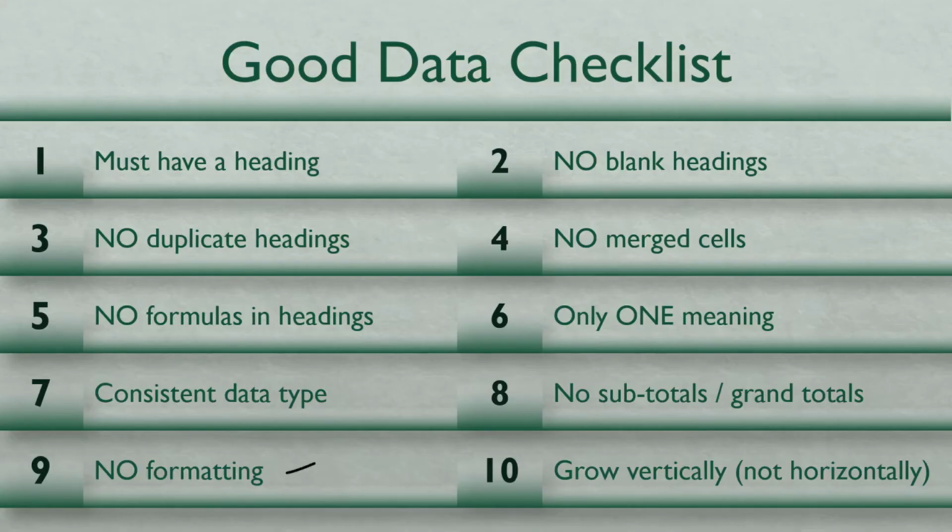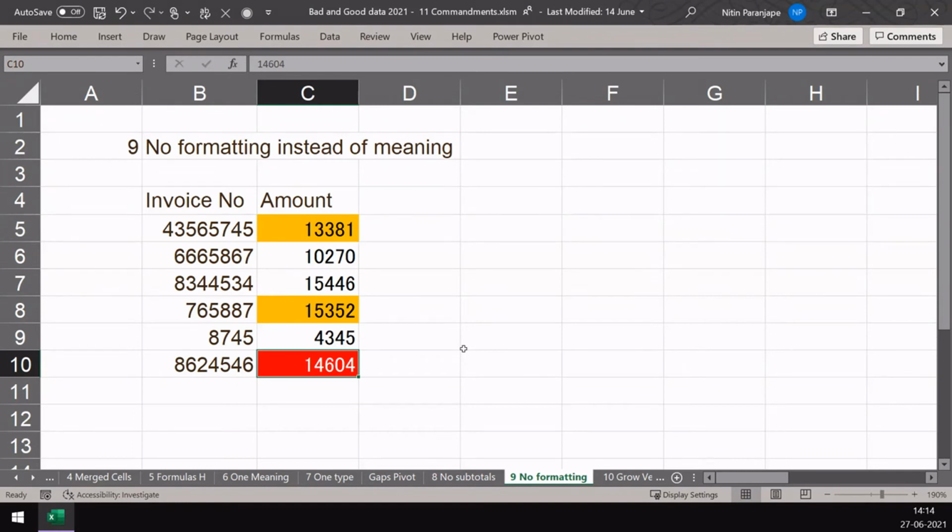Here is another very common mistake. We have some formatting. Now, who knows what this formatting is? Maybe the person who added it? Obviously. No, not obvious. Because even if I added this 6 months later, I'm not going to remember what that yellow meant. So even the person who added it may not be aware of what that formatting means.